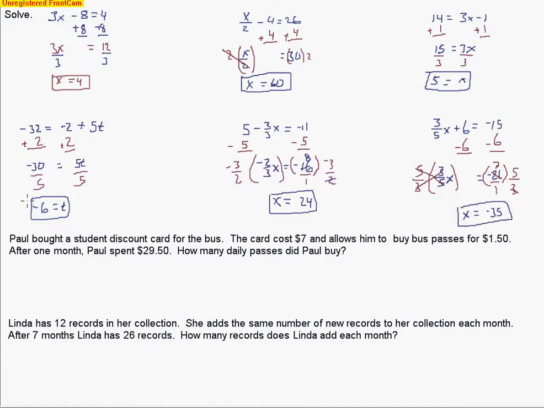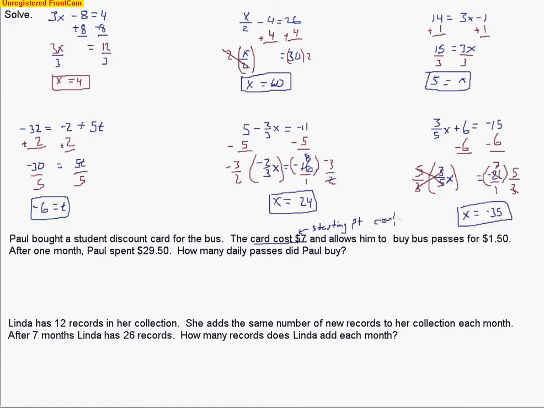Then we also have some word problems that will go along with the homework. Here's one where it says Paul bought a student discount card for a bus, and the card costs $7. Now this right here costs $7. That means that's already been done. This is like a starting point. And from there, we can even consider this like a constant.